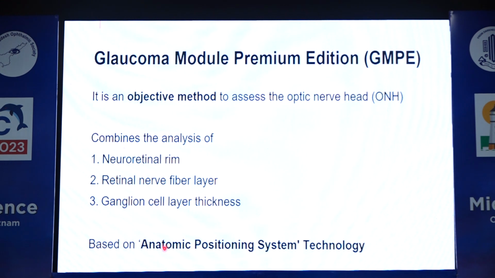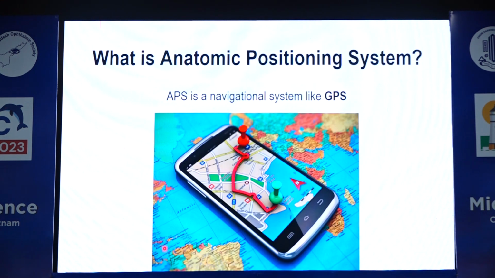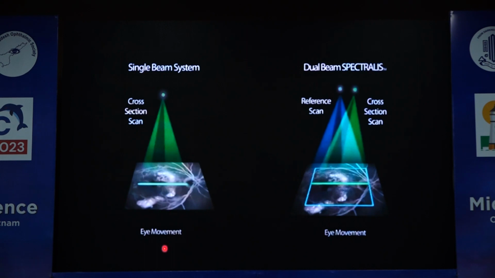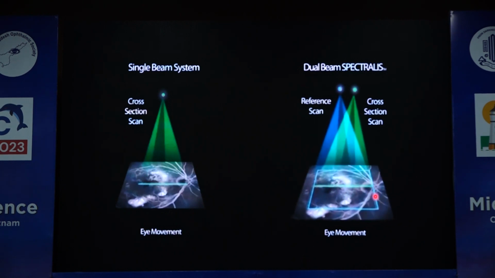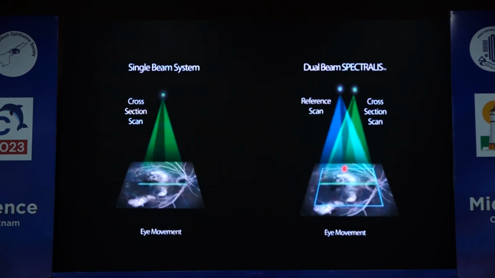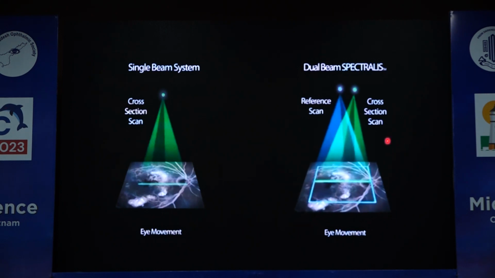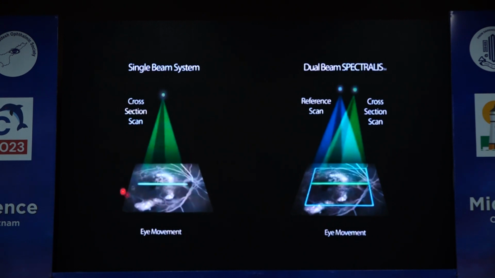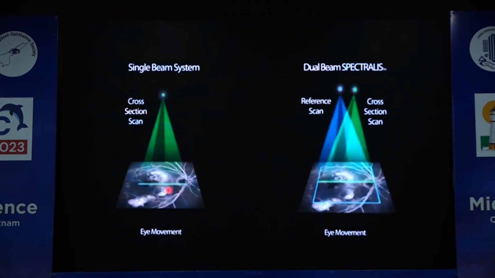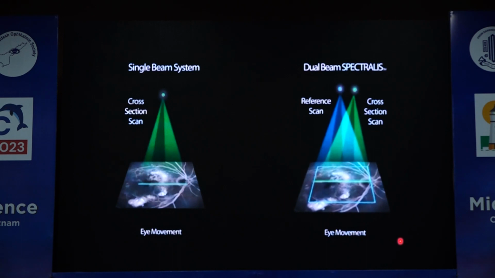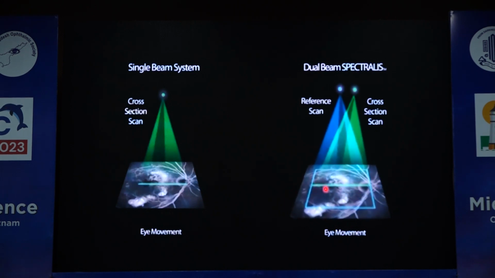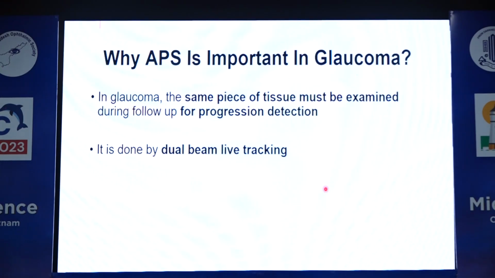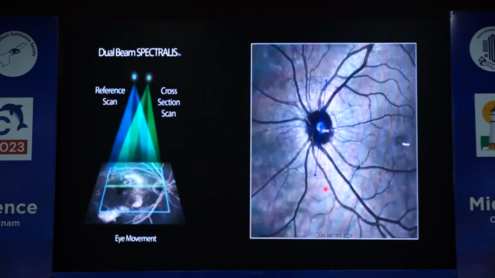And why GMP really hit very hard is, it's like a GPS. So I'll just show you an animation of how it works. So this is a single beam. You see this patient moving his eyes here. Whereas here if he is moving, you see, since there is a dual beam in Spectralis, it never loses track of the tissue. So every time, again see this on this side, a single beam will lose focus on the section of the tissue that it wants to examine, whereas a dual beam, even if there is micro movement, won't lose focus. It is like a GPS, same piece of tissue, even when there is a slight head tilt.